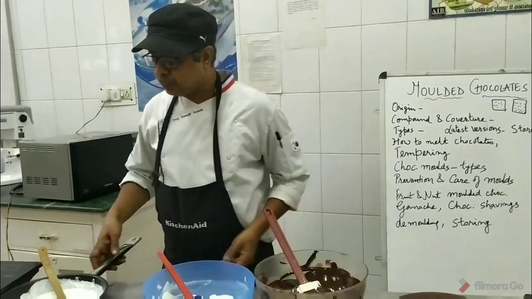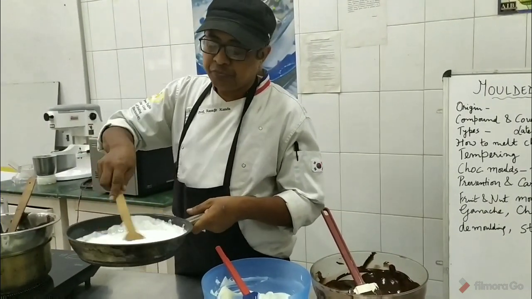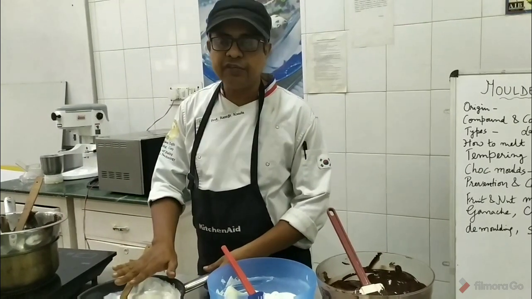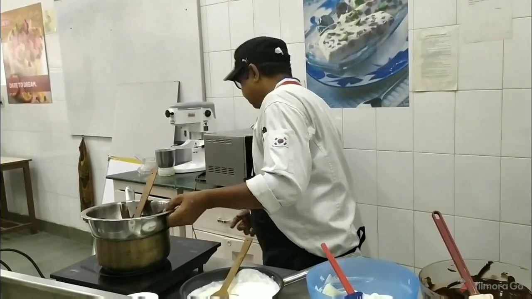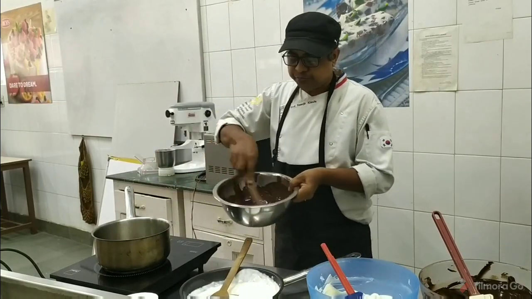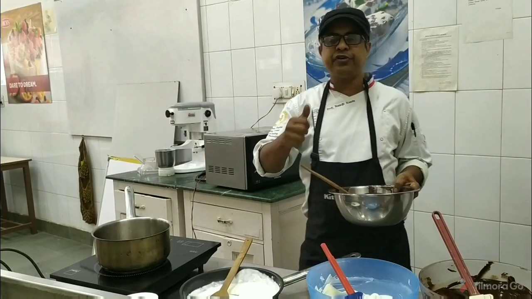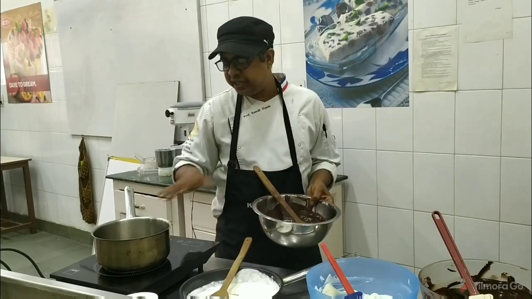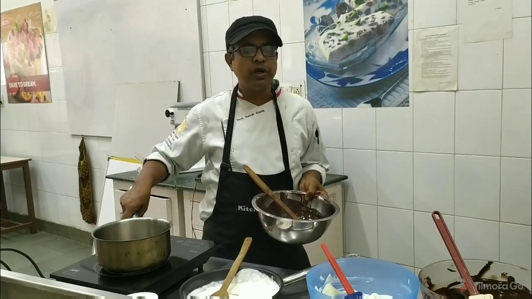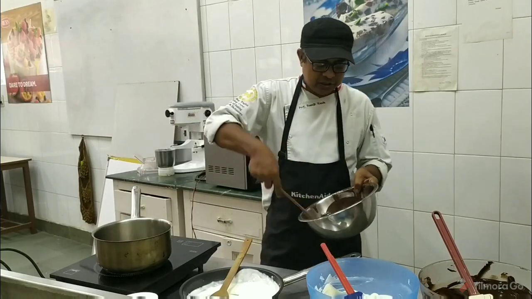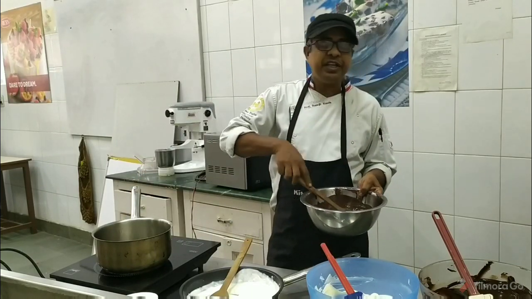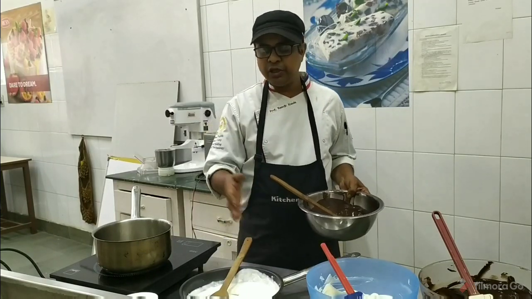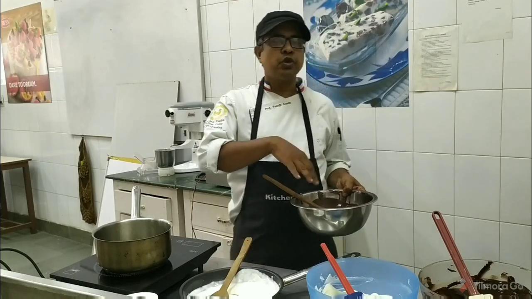So for the ganache, we have this cream, the cooking cream, not the whipping cream. So the ratio is 1:2. 1 part of cream to 2 parts of chocolate. So this is the chocolate out here, which was already on the double boiler. It's in this stage, so it's very easy to melt. You can just chop the chocolates in small pieces, boil the cream and put it over here, so you can get a ganache.